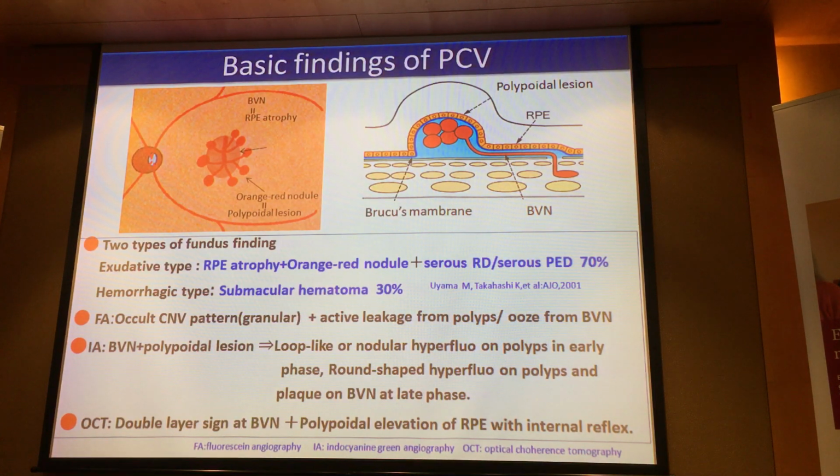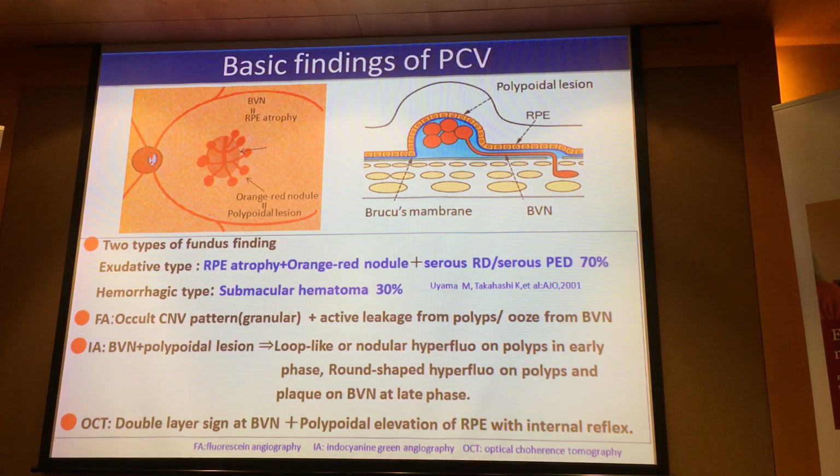This slide shows the basic findings of PCV. There are 2 types of fundus findings. One is the exudative type, which has RPE atrophy and an orange-red nodule plus serous RD and serous PED. This is 70% of the fundus findings. And the hemorrhagic type, with subretinal hemorrhage, is 30% of the disease.